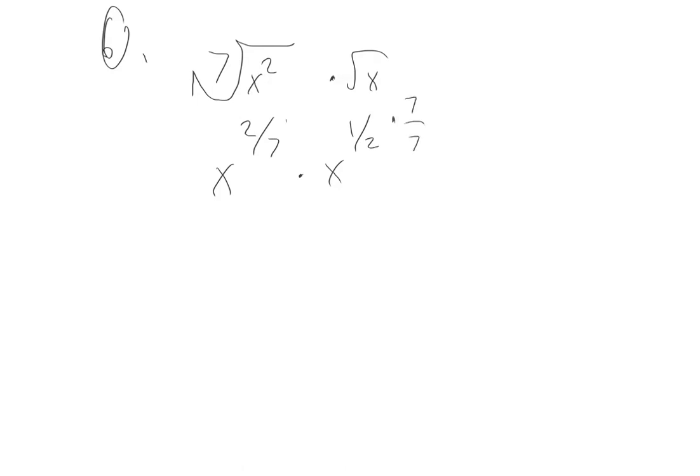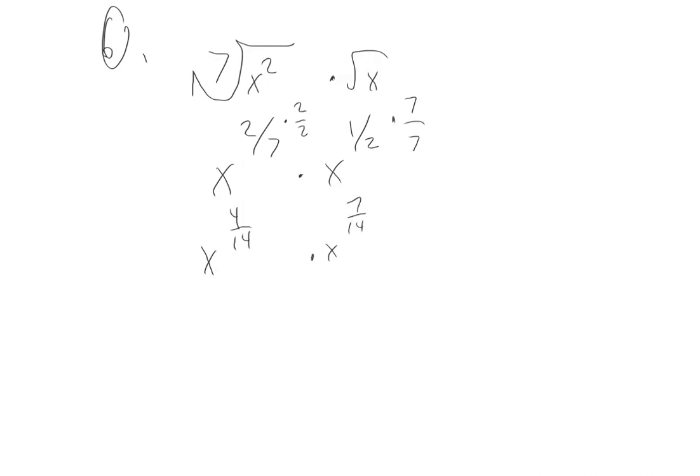Problem 6 is the 7th root of x squared times the square root of x. So the first thing we do is remember the 7th root of x squared can be written as an exponent of 2 over 7 times x. Square root of x is x to the power of 1 over 2. Now we get a common denominator of 14. So multiply this fraction by 7 over 7, and this one by 2 over 2. Then we'll get x to the 4 over 14 times x to the power of 7 over 14.